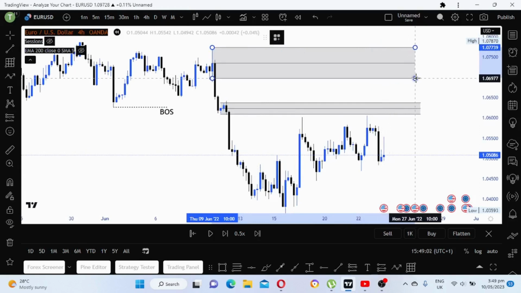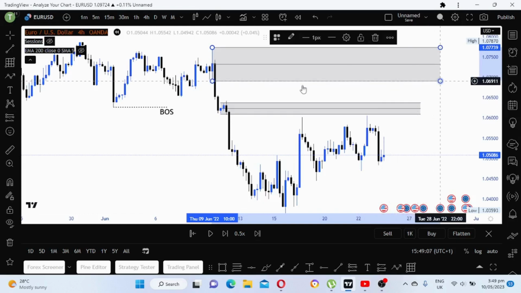So we wait for price to do what? We wait for price to mitigate those zones, supply zones, or bearish order blocks that we draw, and then we wait for what? We wait for candlestick patterns. We go to the lower time frames for confirmation, for entry confirmation, guys.